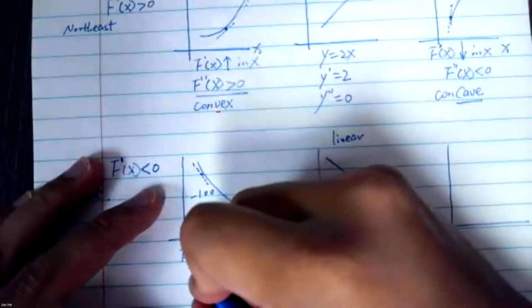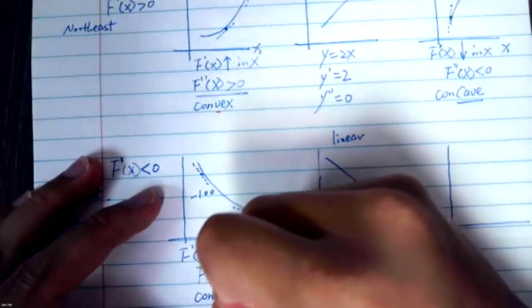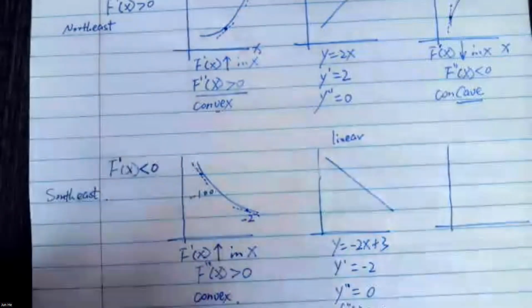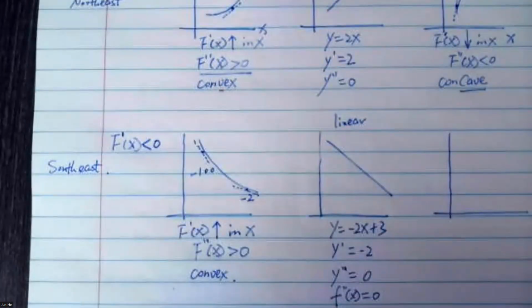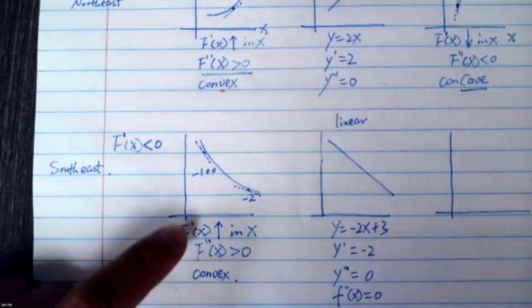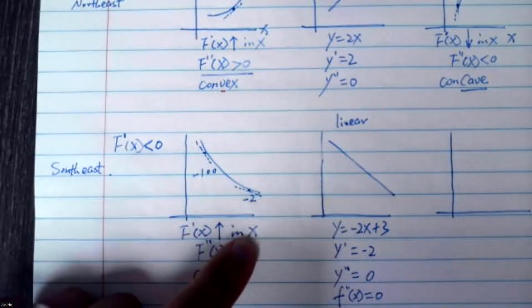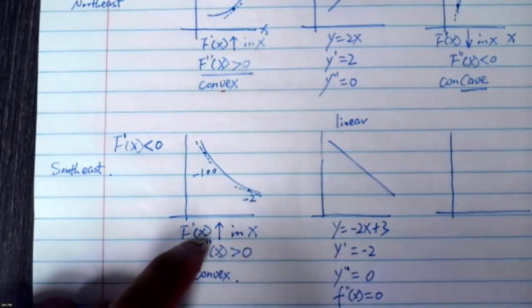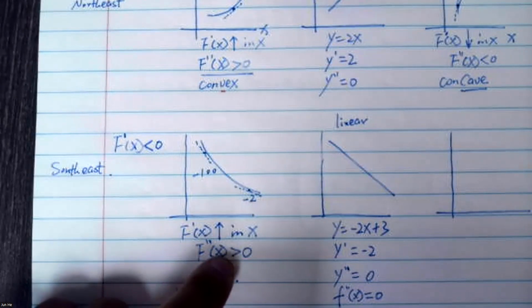prime x is greater than 0, right? So now we're looking at how f prime x changes with x, because that's an increase. So the second order derivative is greater than 0.